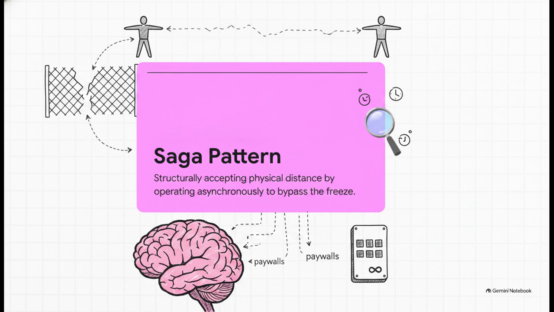Well, it uses a saga pattern of eventual consistency. Instead of that synchronous 2PC lock, the system operates completely asynchronously. It structurally accepts the physical distance and the silence. Meaning, if the subjects are unable to engage immediately, the internal biological files are protected. The balance isn't some volatile flow that just evaporates.